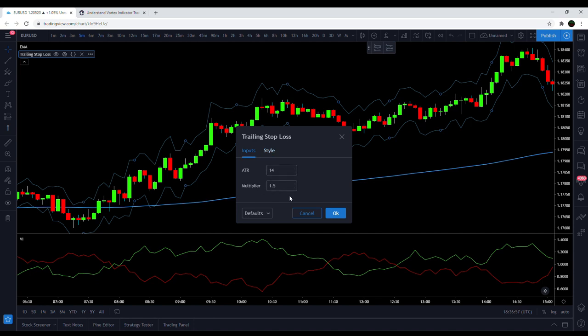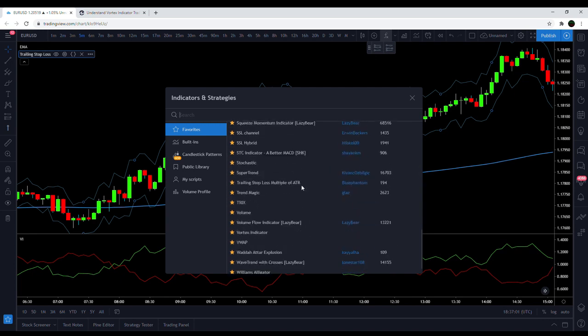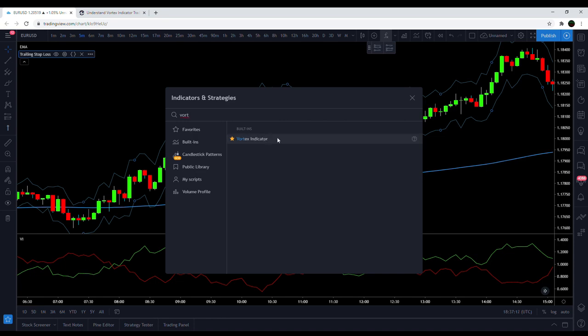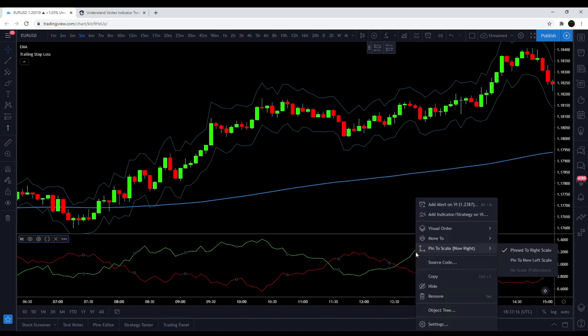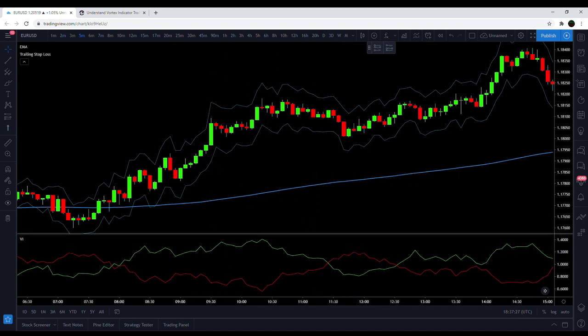Period 14, 1.5 multiplier, it's just on default, and I'll show the actual indicator as well since people tend to ask. So here's that stop loss indicator, and then the actual Vortex indicator, it's just called Vortex indicator. I also have this on default settings, period 14, and I've just changed the colors to green and red to more clearly illustrate what each of the lines is doing.